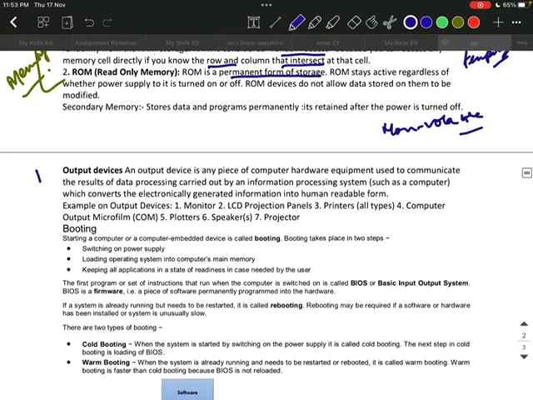The second part of hardware is output devices. An output device is any piece of computer hardware equipment that is used to communicate the results of the processing carried out by an information processing system. For example, a computer which is converting the electronically generated information into human readable form. In output devices, after the work on the instructions you have given is done, the form in which you will see it would be done by the output device.